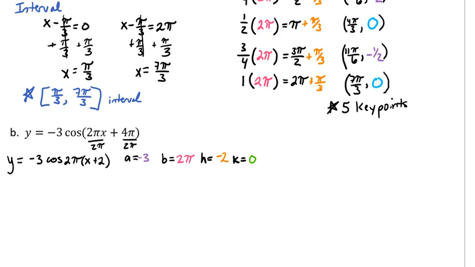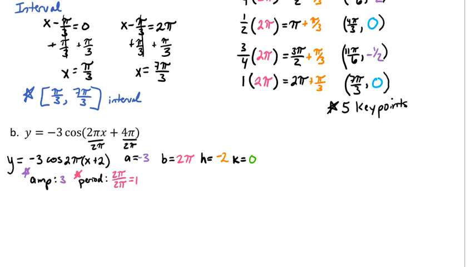This gives us y equals -3 times the cosine of 2 pi times x plus 2, which gives us an a value of -3, a b value of 2 pi, an h of -2, and a k value of 0. So we can now find our amplitude and our period. Our amplitude is the absolute value of our a value, and the absolute value of -3 is 3. Our period is going to be 2 pi divided by our b value, which is 2 pi, which will give us a period of 1.